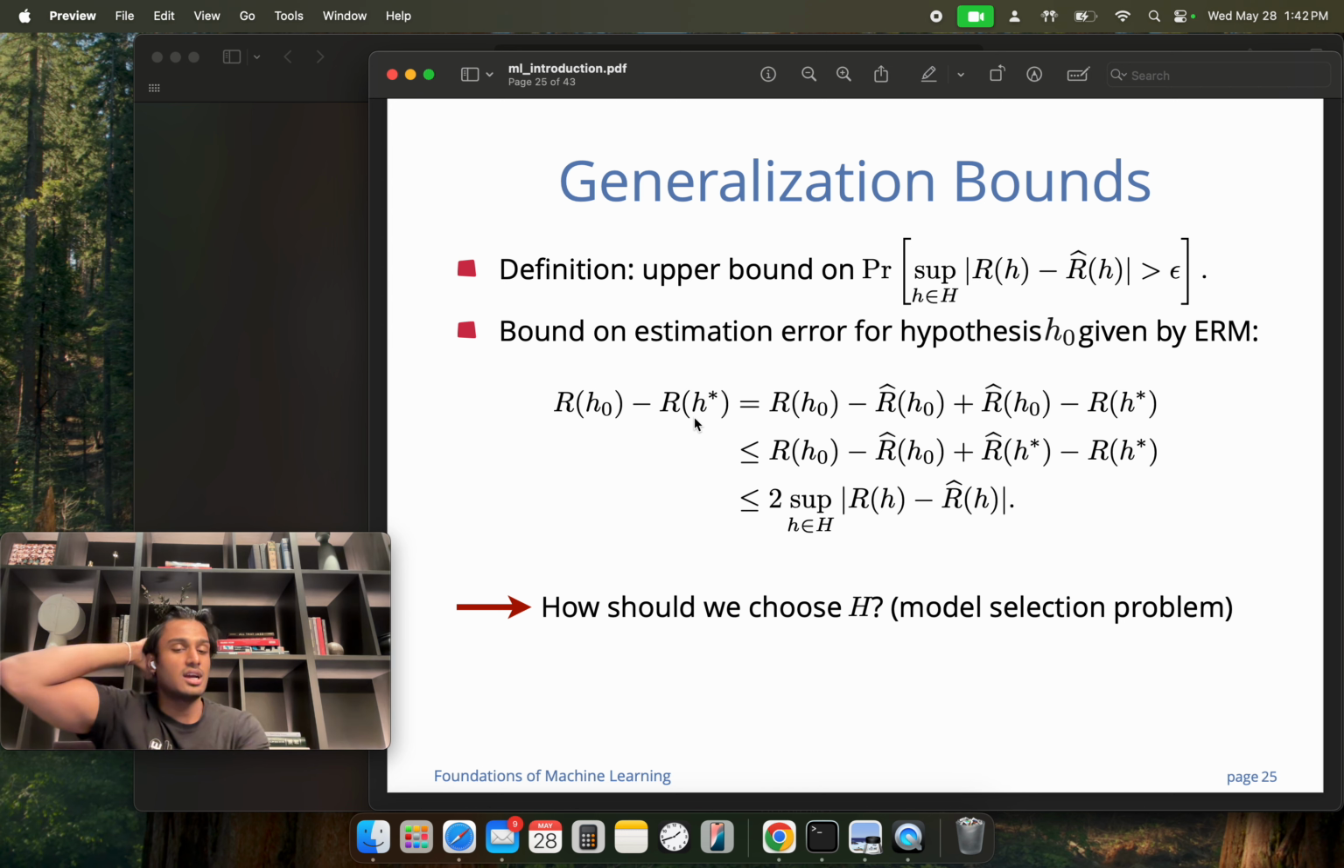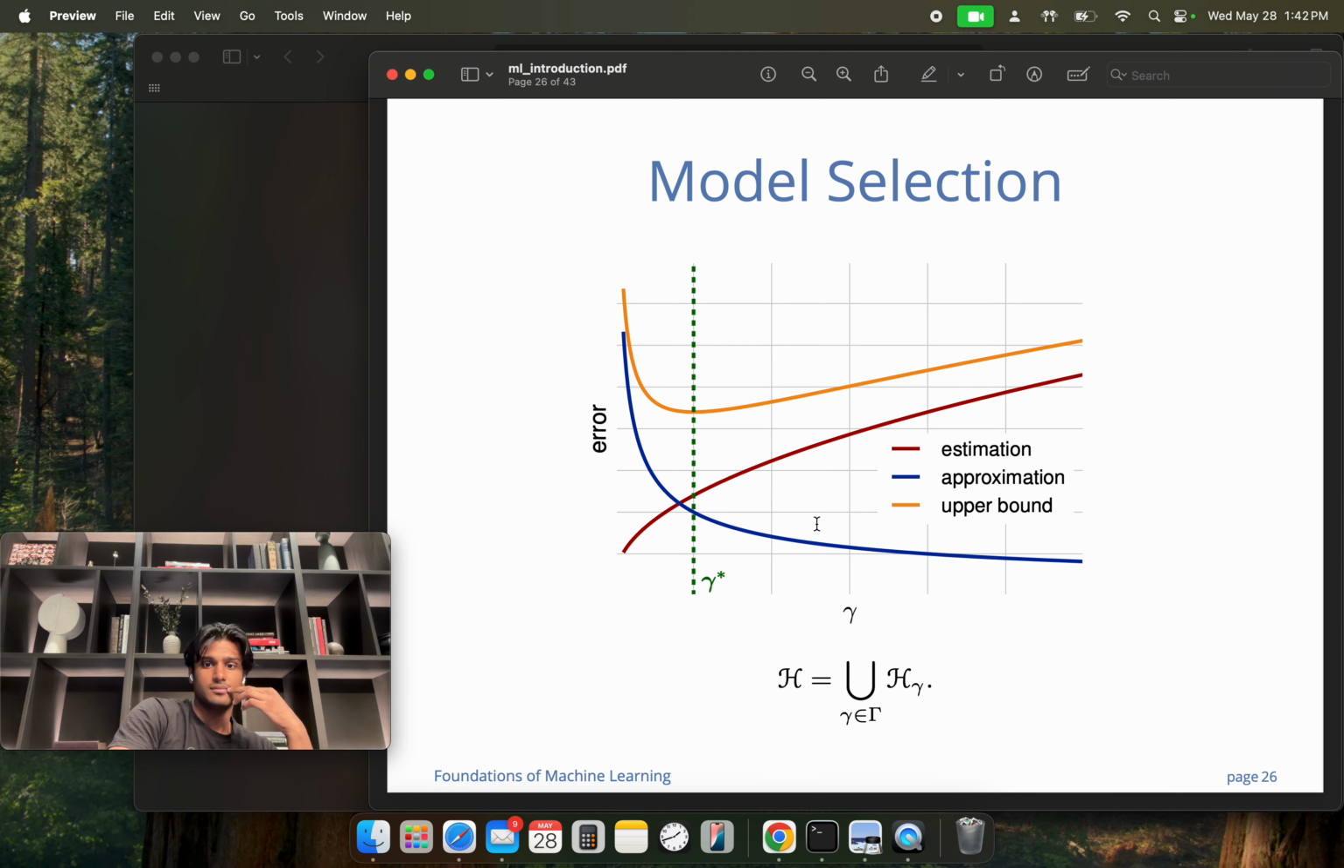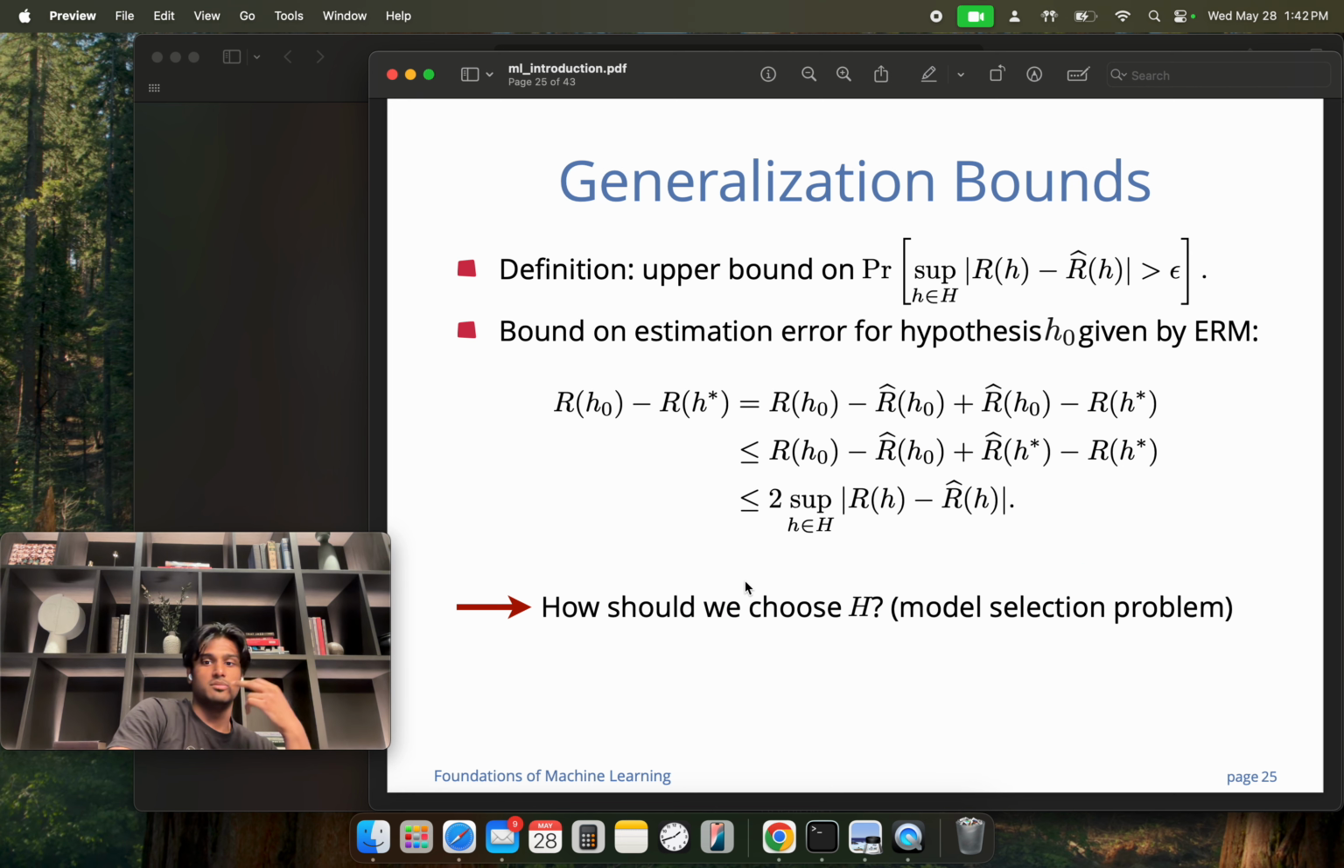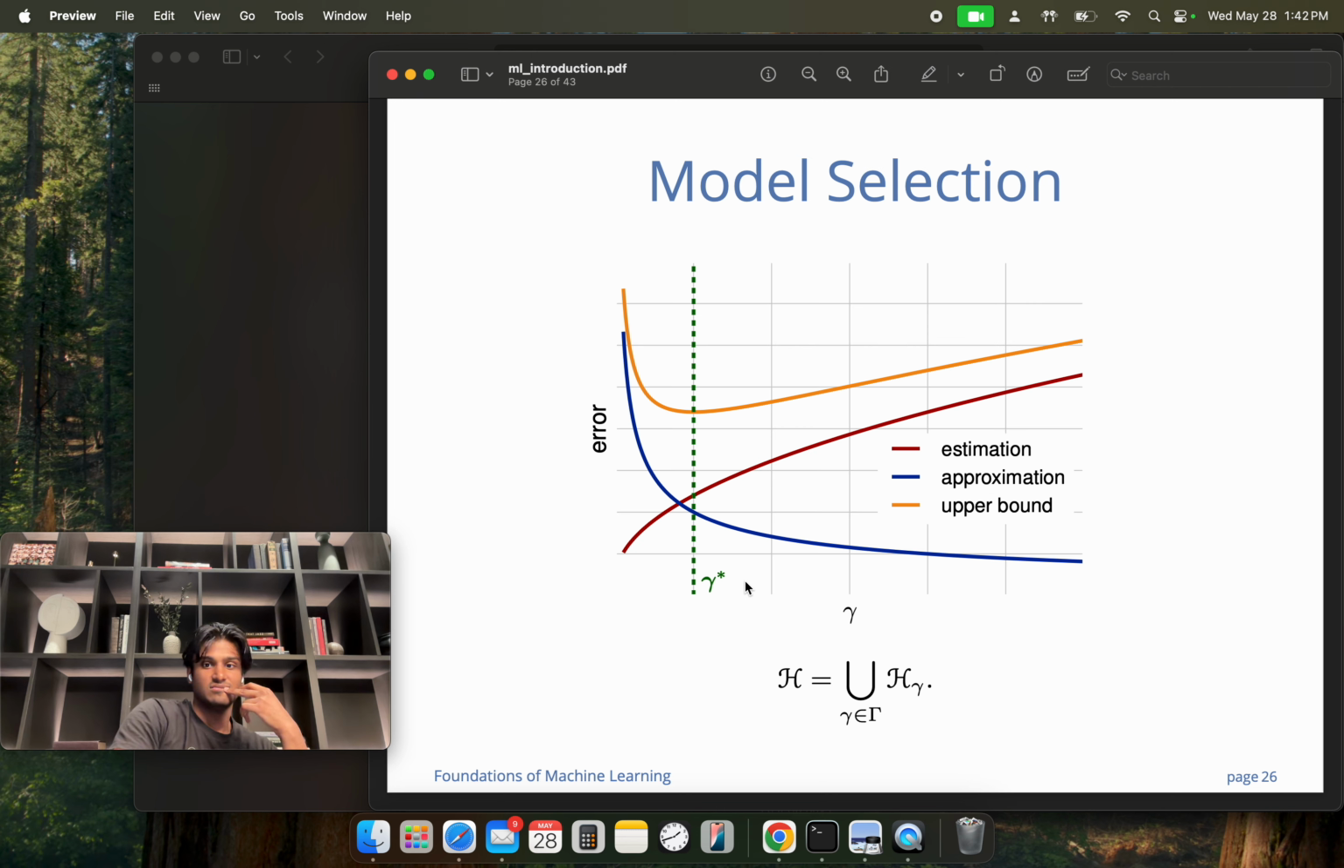Because finding the best in class may not be easy, but finding the empirical risk, finding the H and its corresponding empirical risk is something that we can do. So how do we choose this hypothesis set H? That is the problem of model selection, basically. And as you can see, this is the bias variance thing again.